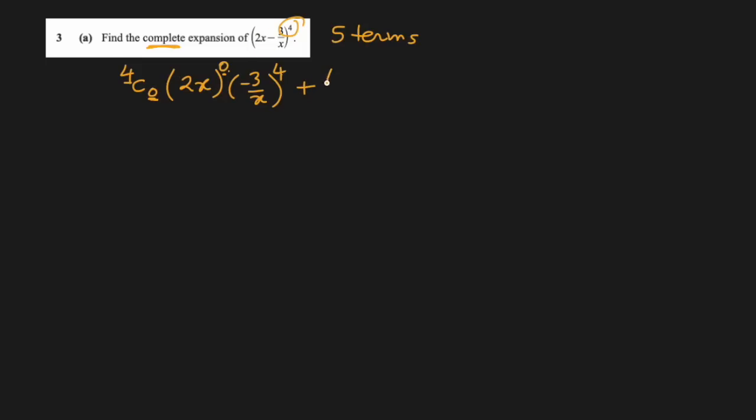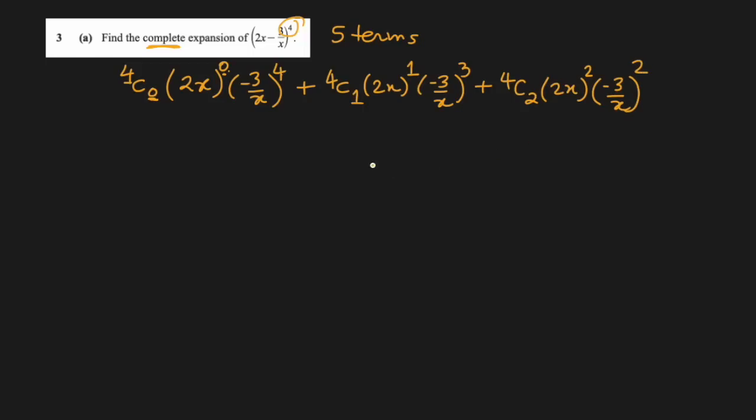We'll continue like this. We'll increase the number by 1, this one. So that means 2x will have the power 1 again, and minus 3 over x will have power 1 lesser, because the sum of these two must be 4. So one goes up, the other goes down. That is how we carry out the binomial expansion, and this is what I'm going to do here. So 3 terms written already. Then I will write the 4th term.